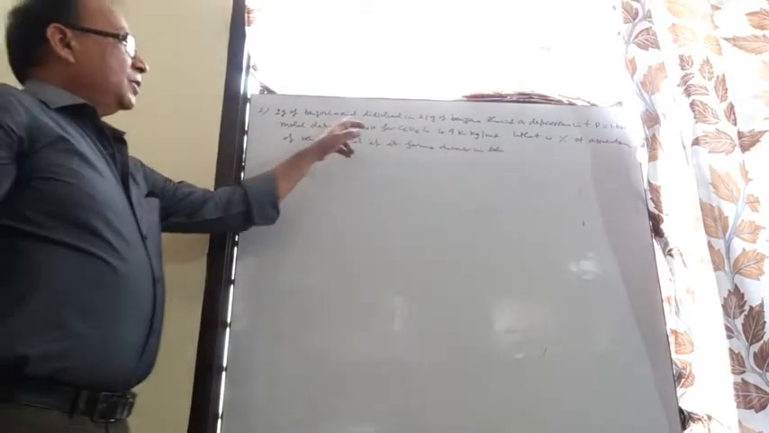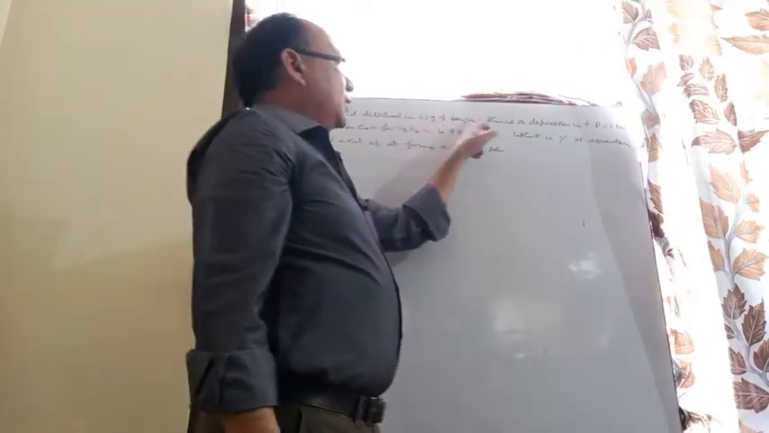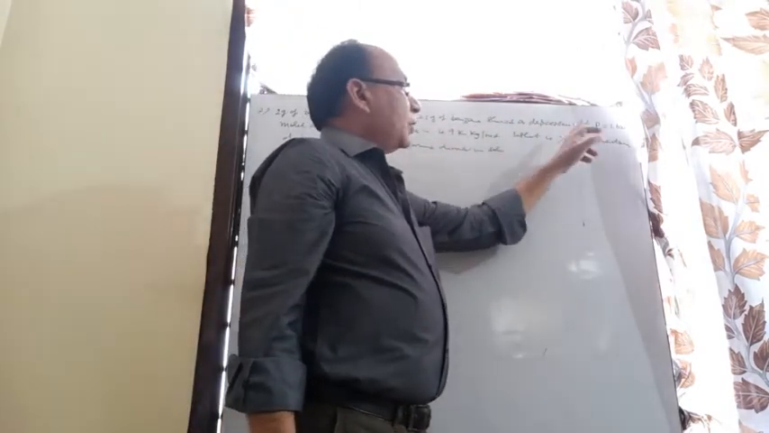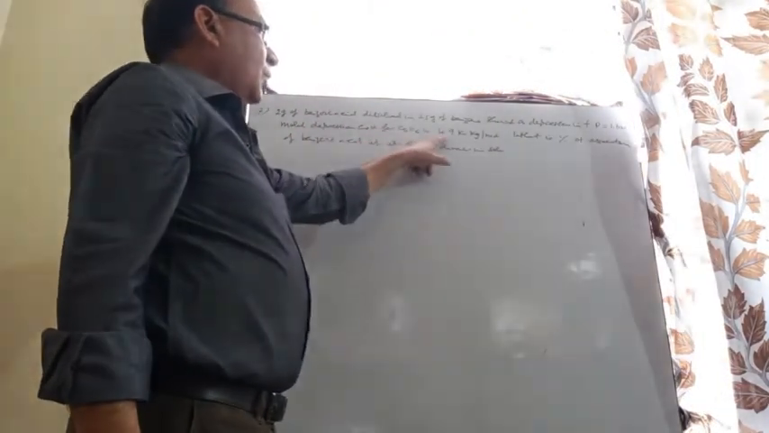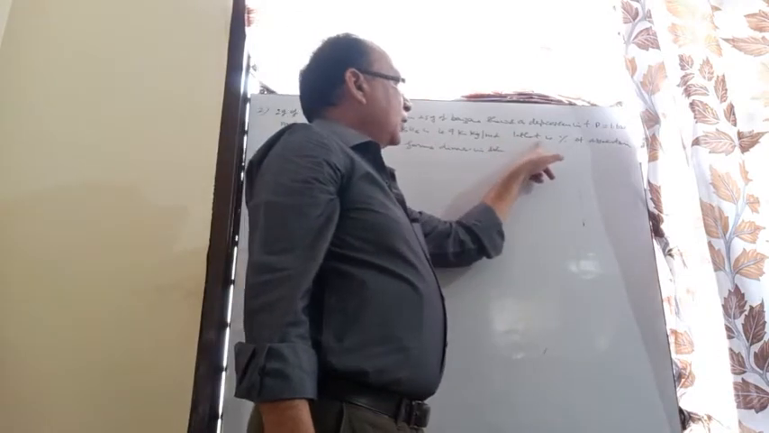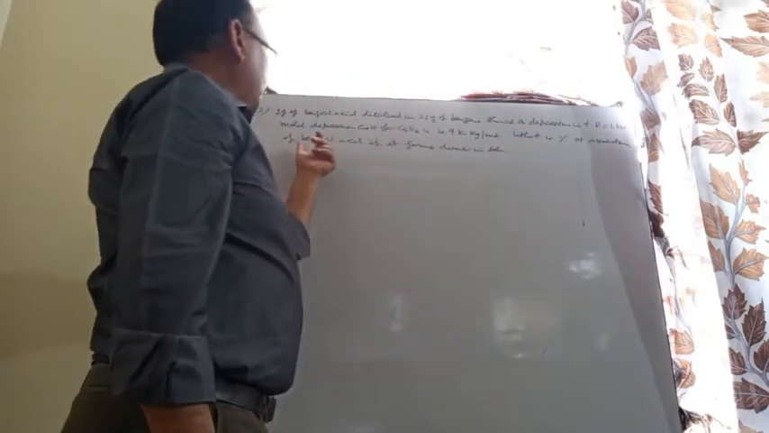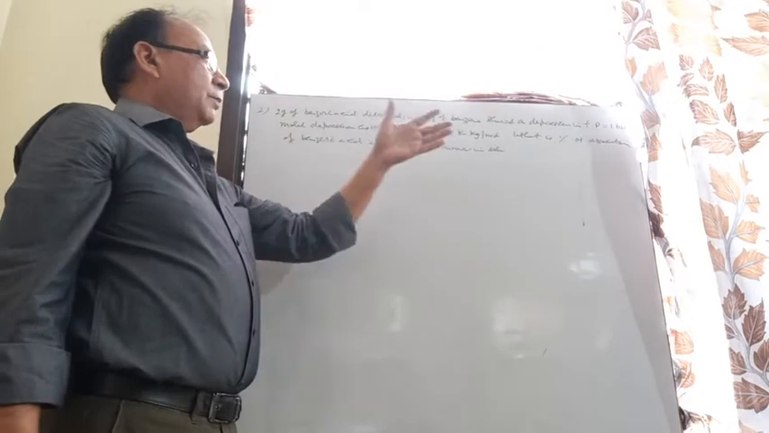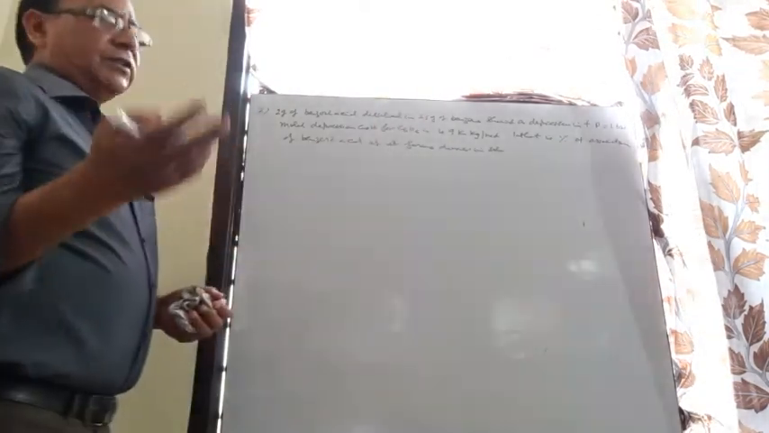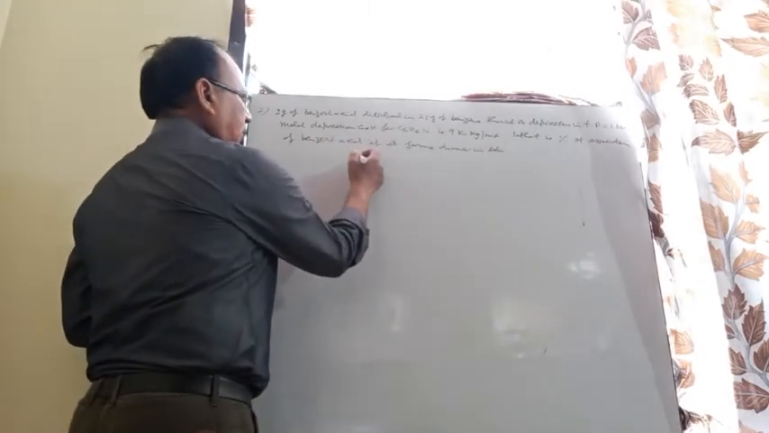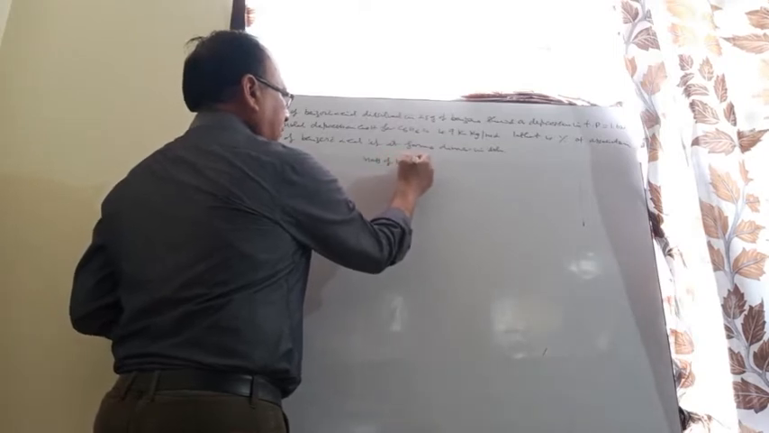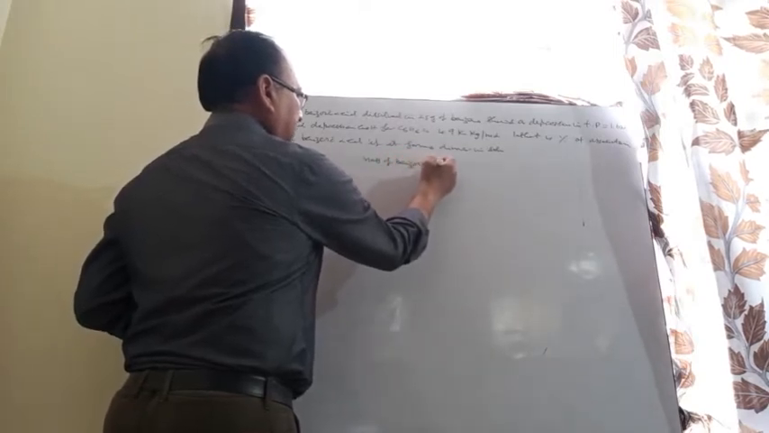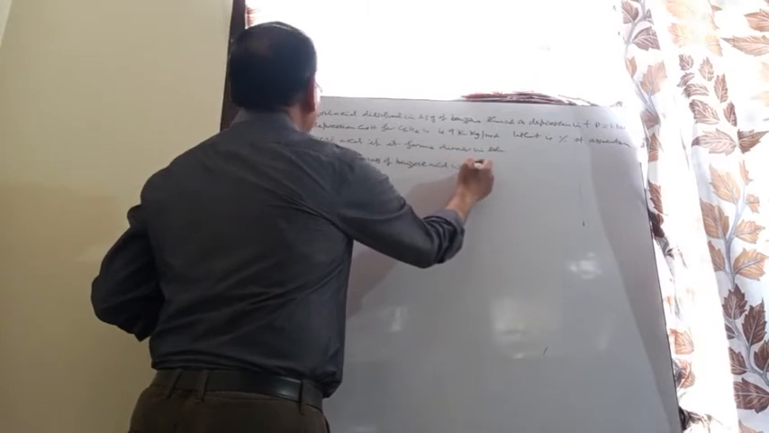So 2 gram of benzoic acid dissolved in 25 gram of benzene shows a depression in freezing point of 1.62 Kelvin. Molar depression constant for benzene is 4.9 Kelvin kg per mole. What is the percentage of association of benzoic acid if it forms dimer in solution? So again we will see what things you are given. Mass of solute, mass of benzoic acid is given to you, that is 2 gram.